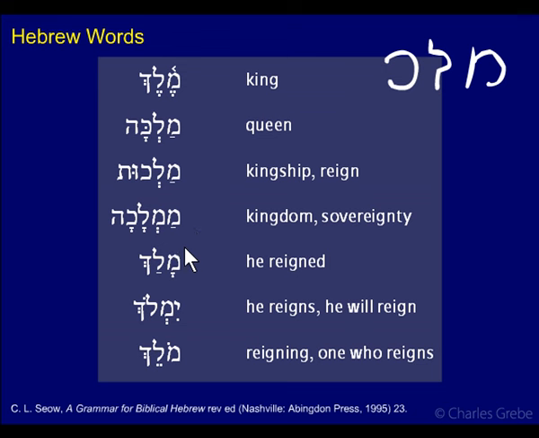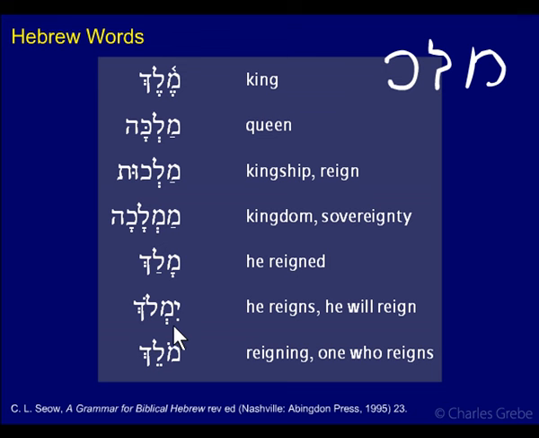So not only can we do nouns, we can also do verbs. Malach means he reigned. And here we have the basic form, mem, lam, and kaf. Here, when you go into the present or the future, this is used for both present and future. We'll talk about all these details and verbs a little later. But for now, just note that there is a prefix here, yimloch, but the same basic root is there, same three letters. And molech, another verb, actually a participle in this case, again, the same basic letters.